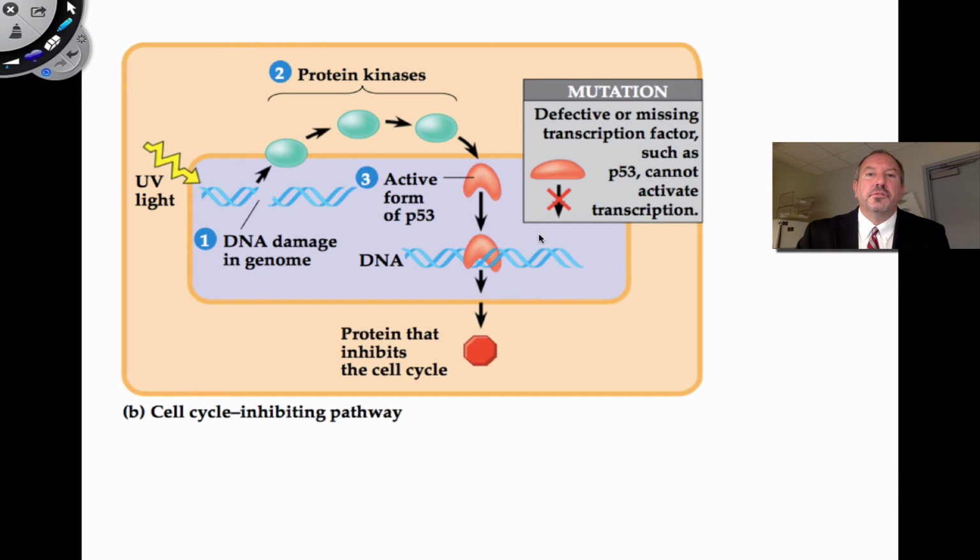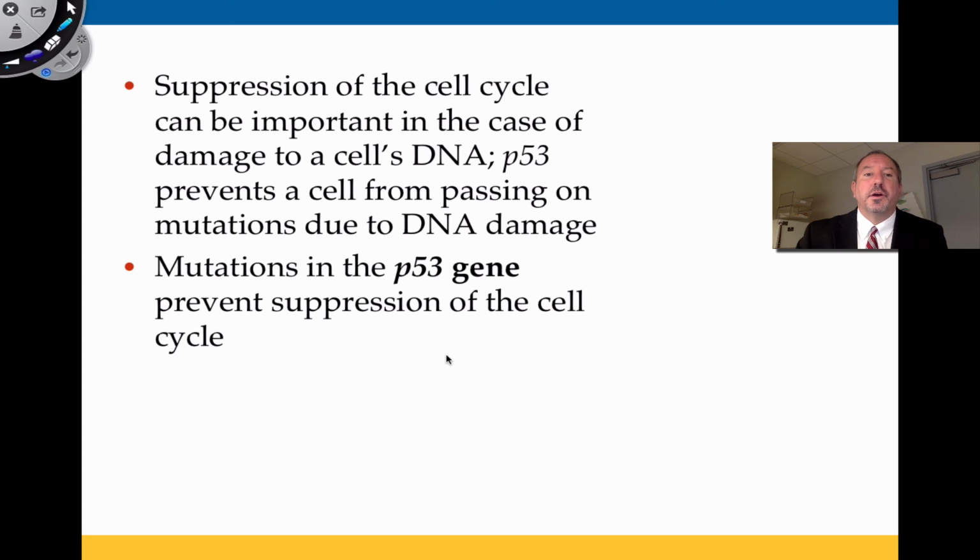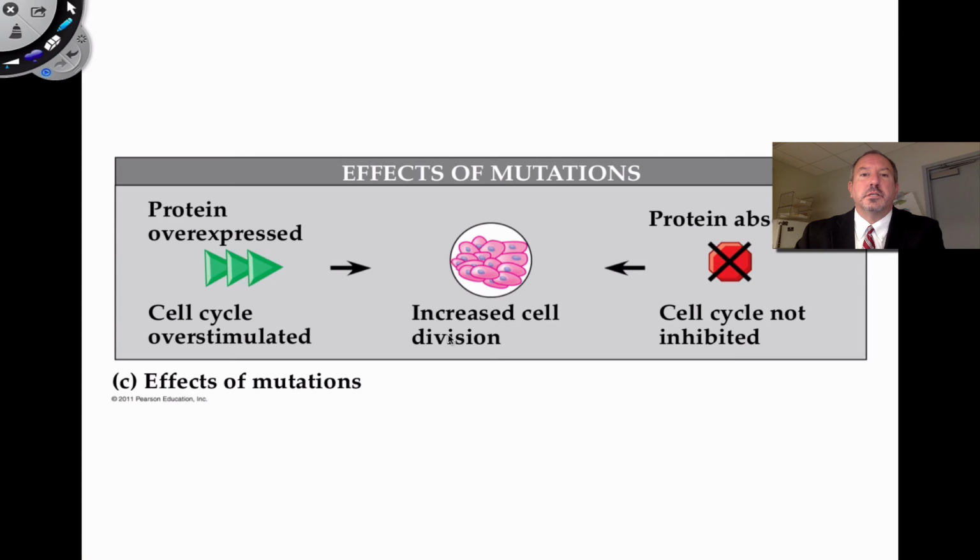Okay, and so you can also have a problem with the p53 as well. That protein normally inhibits the cell cycle. If there's a mutation in it, it can't activate transcription, and therefore it doesn't prevent the cell cycle from happening, and so you have uncontrolled growth. So a mutation in p53 prevents the suppression of the cell cycle, thus cancer. Okay, if that makes sense. So mutation to that gene and the RAS gene is significant.